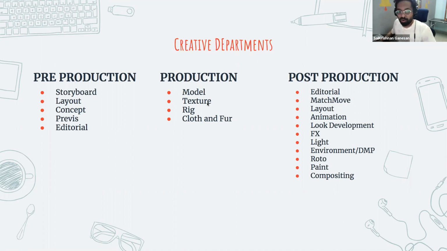So that's where the production department is. Modeling, texture, rig, cloth and fur is a different production, and we have post production where editorial comes in to check the edit frames and so on, and we have match move, matchmation, layout, animation, look development, FX, light, environment, roto, paint, and compositing. I hope just by the name, you will be aware of what other departments are available here.